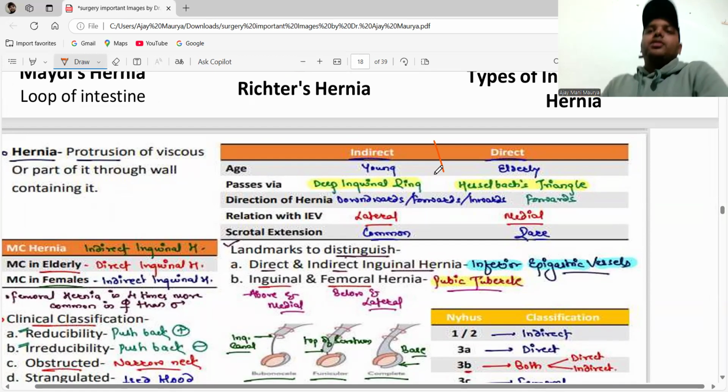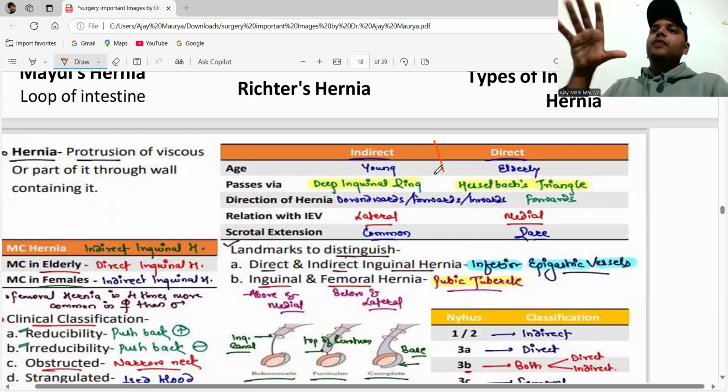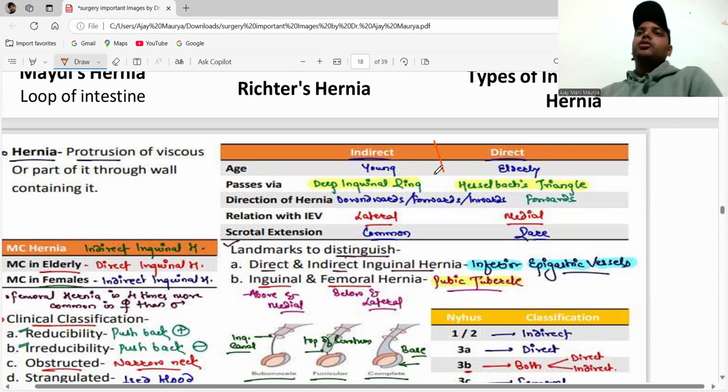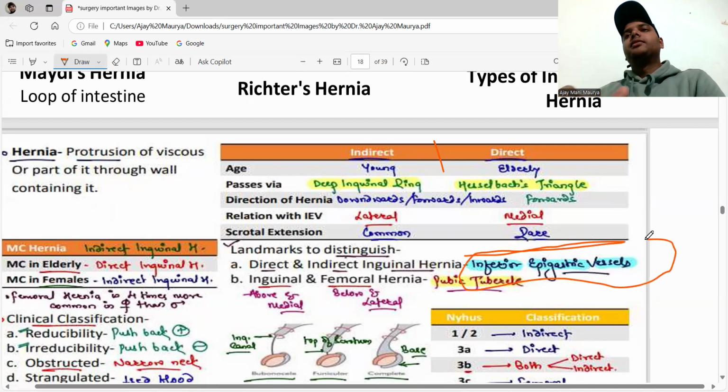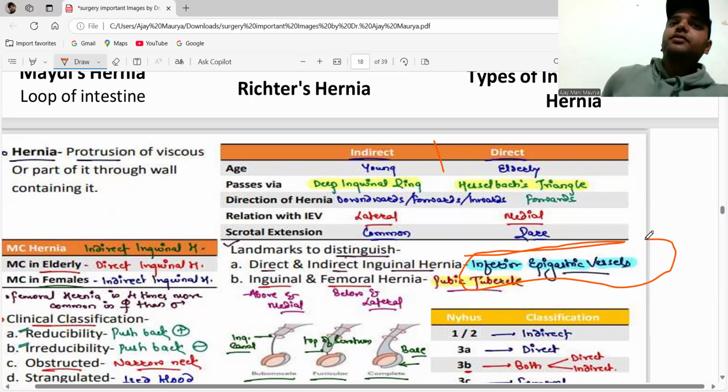I think everyone knows the landmarks, how we are going to distinguish the direct and the indirect hernia. If it is directly passing through the Hesselbach triangle, guys, this is the case of direct hernia. Direct and indirect hernia can be differentiated by the inferior epigastric vessels. Please remember this one, guys. They always ask one question from this.